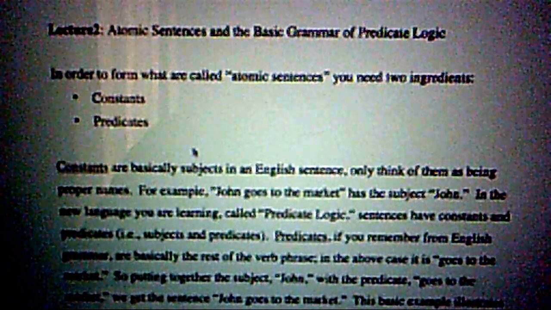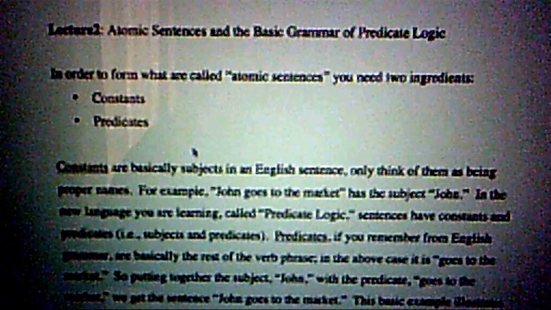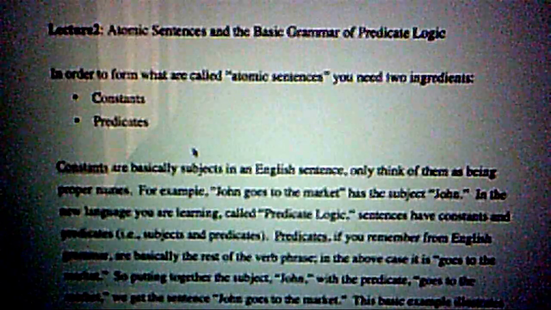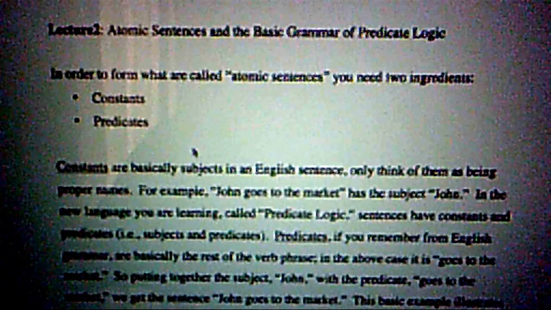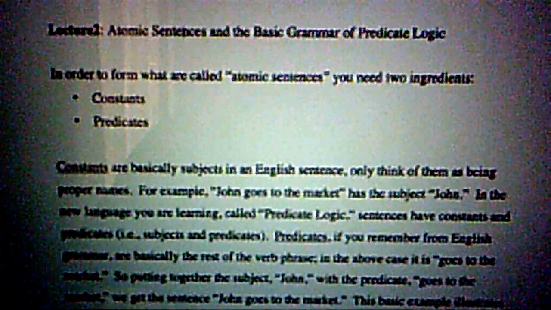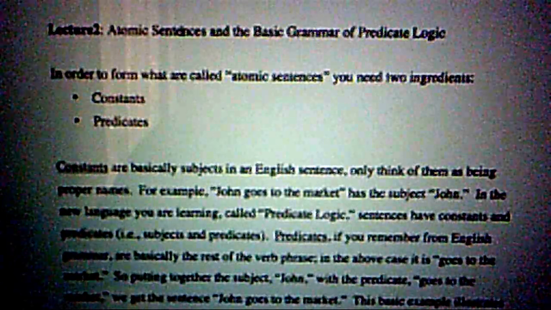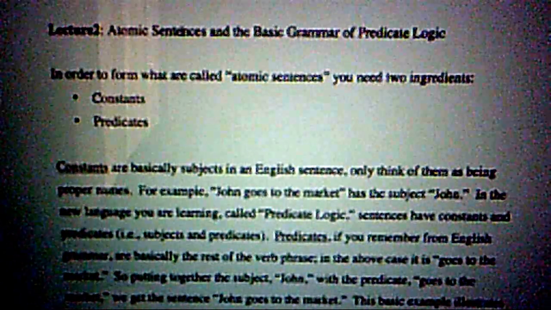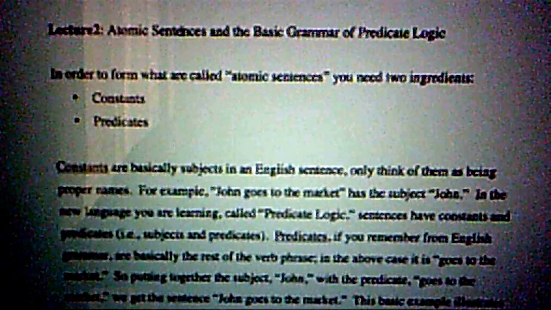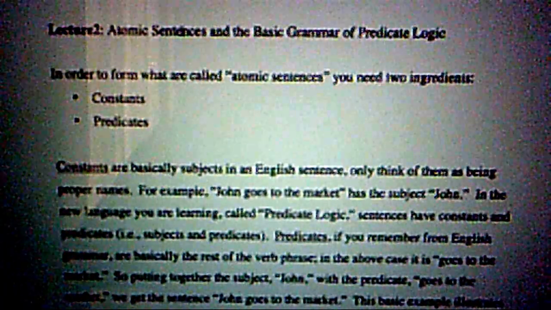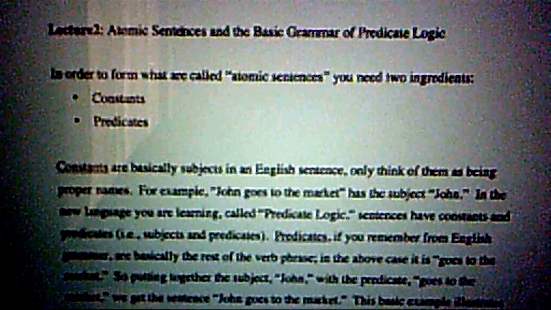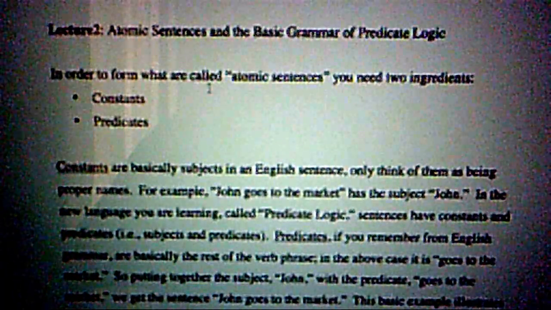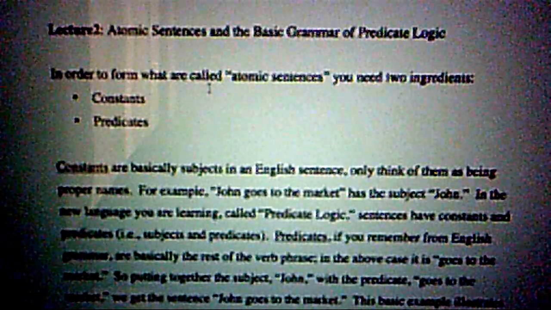So the question is, what makes an artificial language a language? Well, to figure that out, it parallels natural language. We have to first figure out what it means to talk about sentences. And in order to talk about what we mean by sentences, we need to figure out what the components of those sentences are. So we're starting from the ground level here to talk about the basic ingredients that get put together to form what are called atomic sentences. Okay? So keep that in mind. We're talking about basic ingredients, and then we're going to put them together.